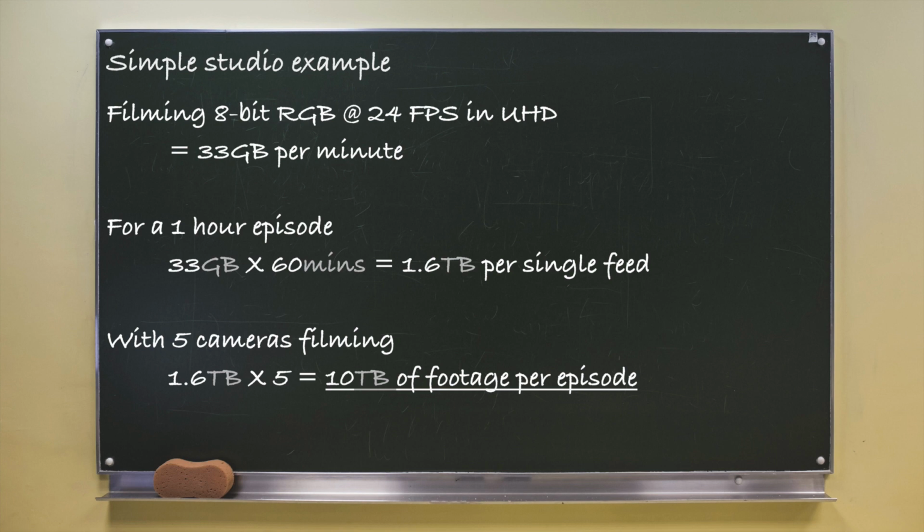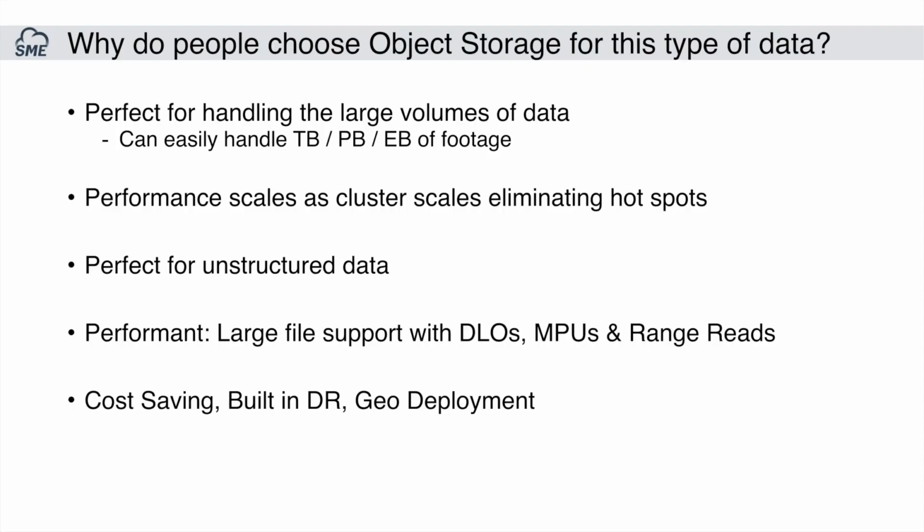But that storage has an upper limit in terms of the amount of data that it can store, and also it can be very expensive to scale. And that's why they look to object storage. People use object storage because it can handle very large volumes of data, terabytes, petabytes, and exabytes worth of footage that can be put onto the object storage. One of the neat things about object storage as well is that the performance there can scale as the cluster scales and helps to eliminate hotspots.